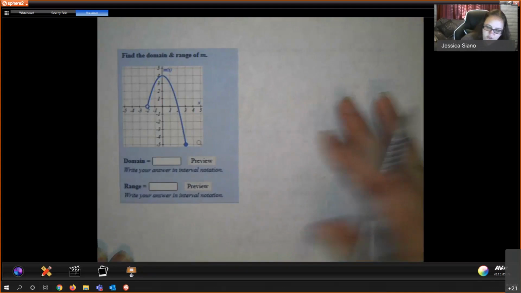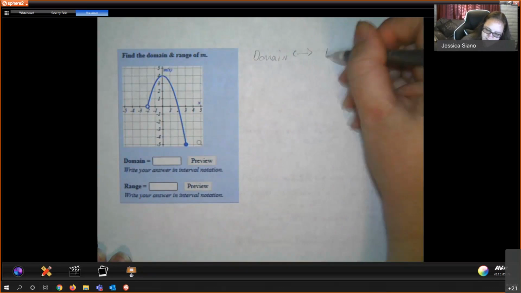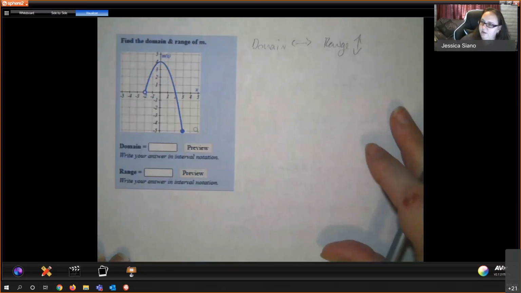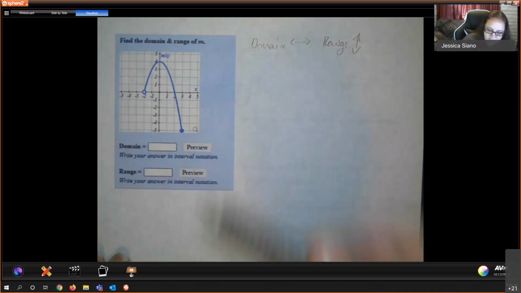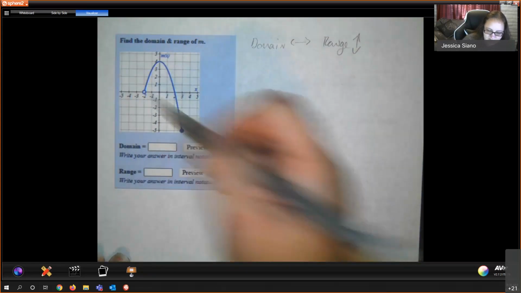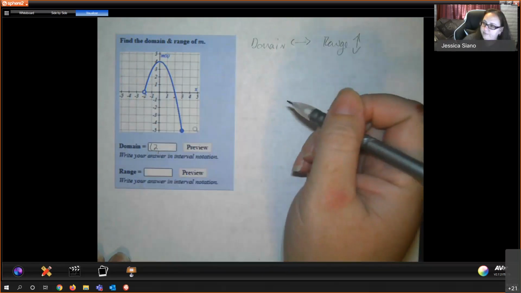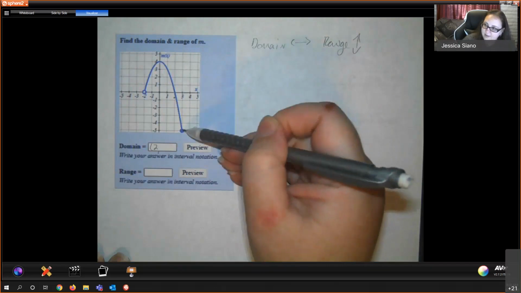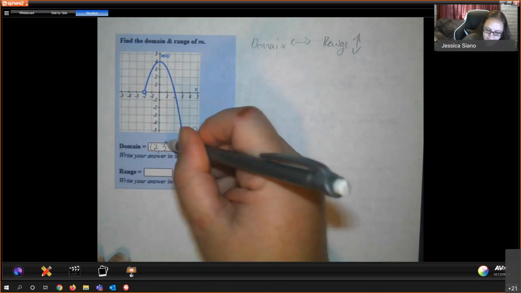Now, if you're given a graph and asked to find the domain and range, domain is left to right and range is up and down. So here from left to right, we start at -2, and -2 has an open circle, so it gets a parenthesis. And we stop at 3. 3 has a closed circle, so it gets a bracket.